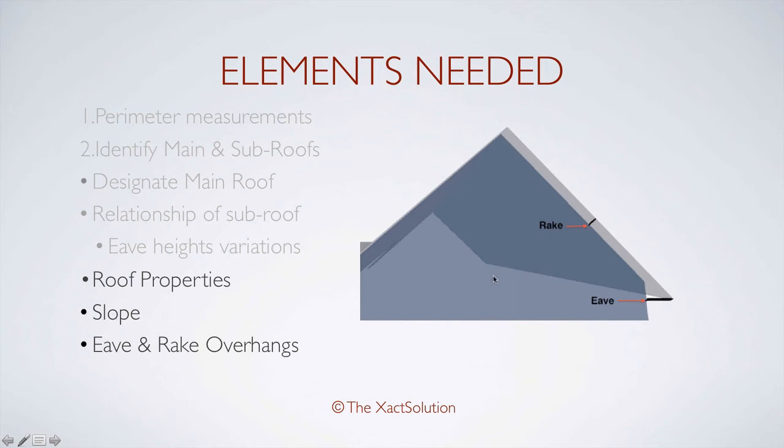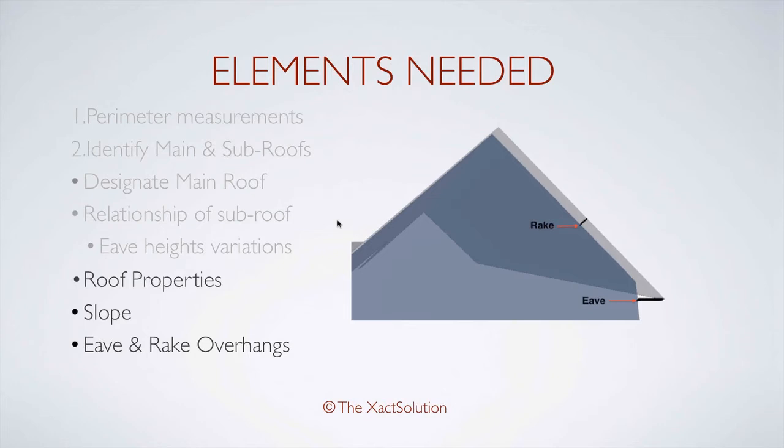When we're talking about eave and rake overhangs for Xactimate, the rake is the distance that the roof sticks out on the peaked end, and the eave is the distance that it sticks out on the side. So eave is the side, how far the roof hangs over on the side, and the rake is how far it hangs over on the peaked end.